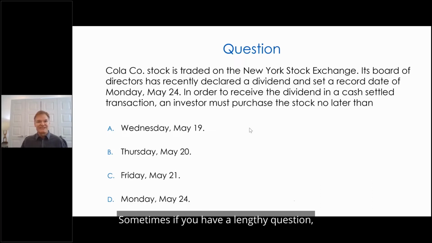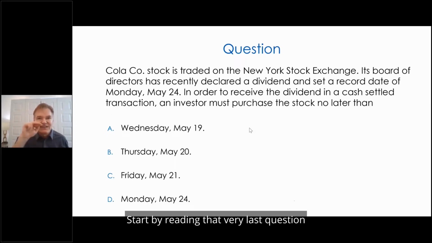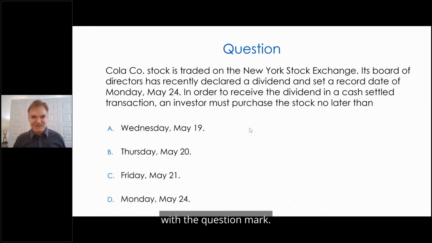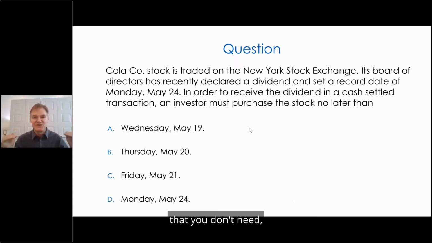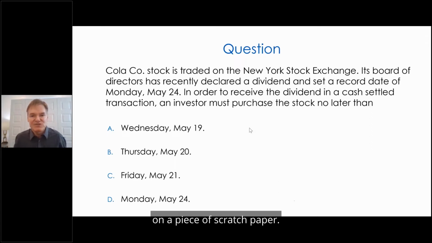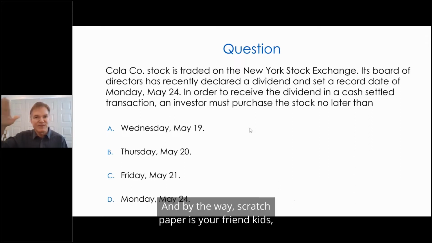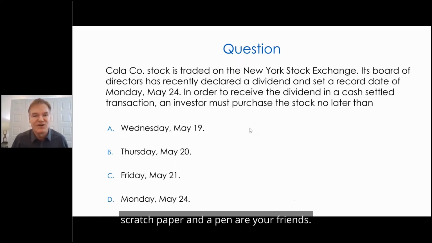Sometimes if you have a lengthy question, it just goes on, and it's throwing all kinds of detail at you, and you're thinking what's important and what's not. Start by reading that very last question with the question mark. Once you know where you're going, then you can start at the top and sift down through all that garbage that you don't need and write down the 2 or 3 facts that you do need on a piece of scratch paper. And by the way, scratch paper is your friend, kids. Scratch paper and a pen are your friends.